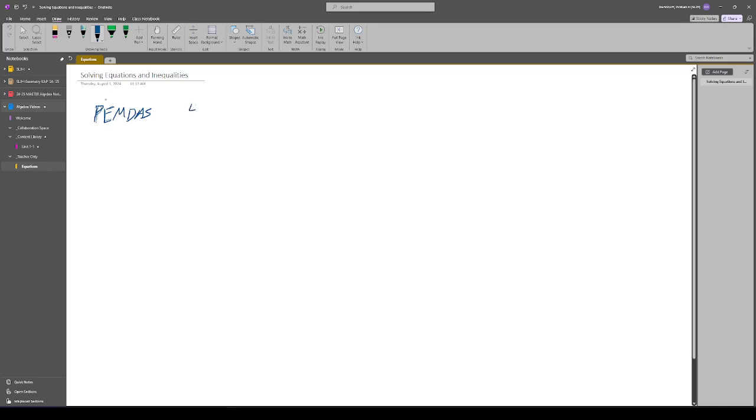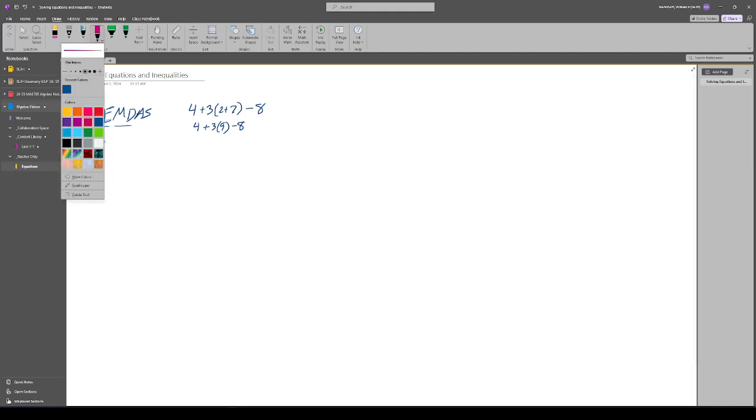So if I had something like 4 plus 3 times (2 plus 7) minus 8, then this tells me what order to simplify these things. So I follow parentheses first, so I'm going to simplify anything inside of parentheses and turn this 2 and 7 into a 9. So we add that together. Then I look for any exponents. In this case, there's no powers, so there's no exponents, nothing is being squared or cubed, so we ignore that one. Then we look at multiplying and dividing.